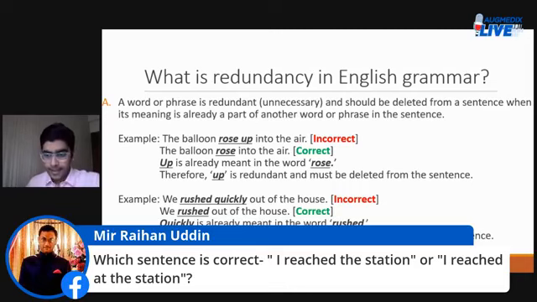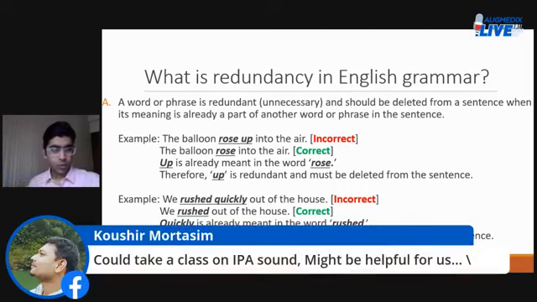And then we have another question: could take a class on IPA sound, might be helpful for us all. Right, you need to clarify a little bit more, I'm not really sure what you mean over here. IPA sound বলতে ঠিক কি বোঝাচ্ছেন আপনি, বুঝতে পারলাম না। যদি আপনি আরেকটু ক্লিয়ার করে বলেন আমাকে, আমি হয়তো বুঝতে পারবো, okay.